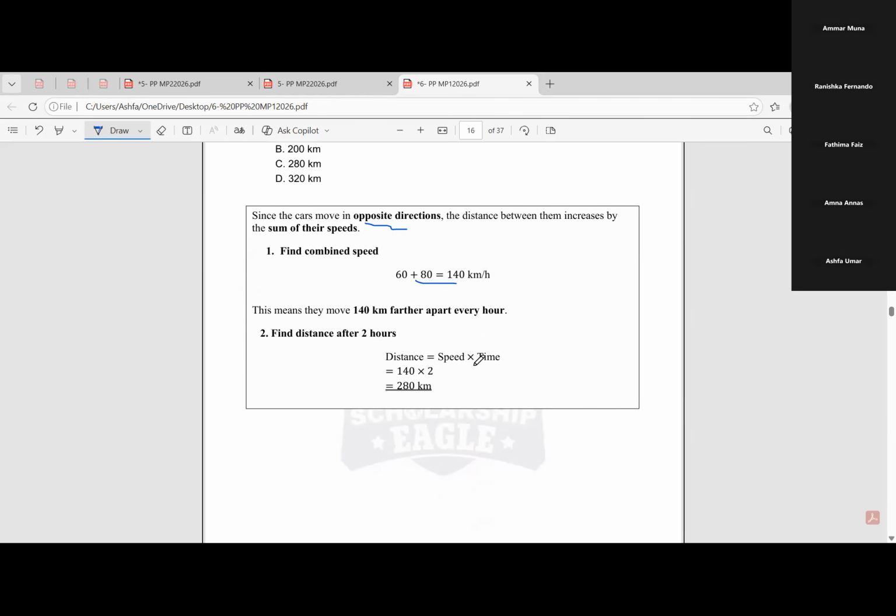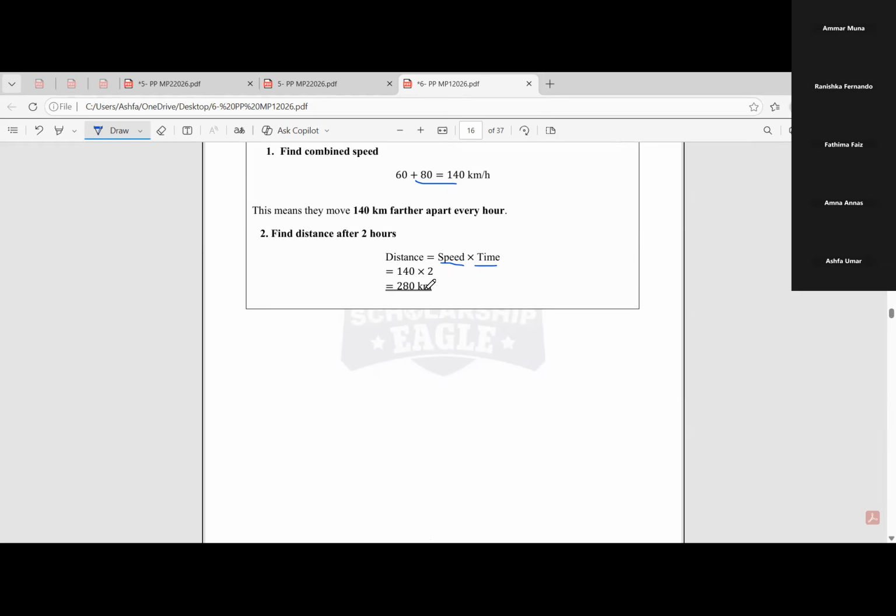To find the distance after 2 hours, we have to multiply the speed by the time. That means 140 kilometers per hour by 2 hours, so then you get 280 kilometers. So yeah, remember that.